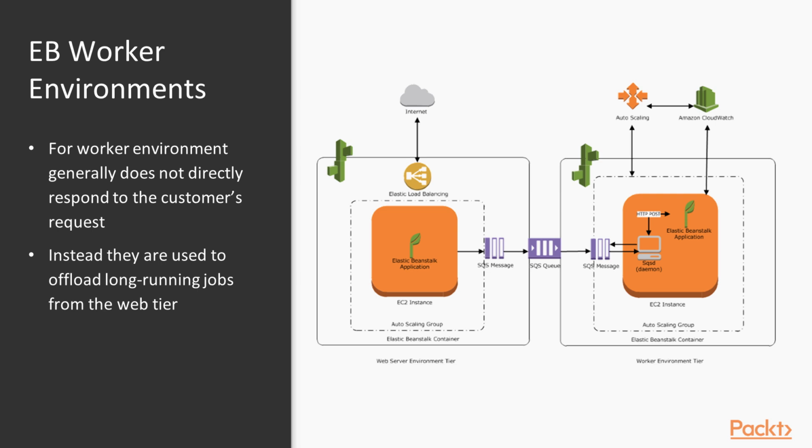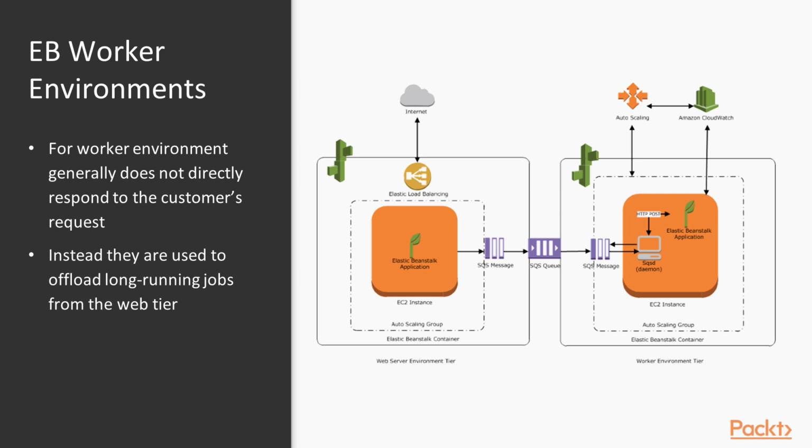operations. Now, one example that I can give you for web tier versus worker tier is, let's assume that there is an application which converts a video from one format to another format. So the customer would directly upload the video to Elastic Beanstalk via the web tier. That video gets uploaded maybe to an S3 bucket, or if it is some kind of a text document and not a video, it would go to an SQS queue.